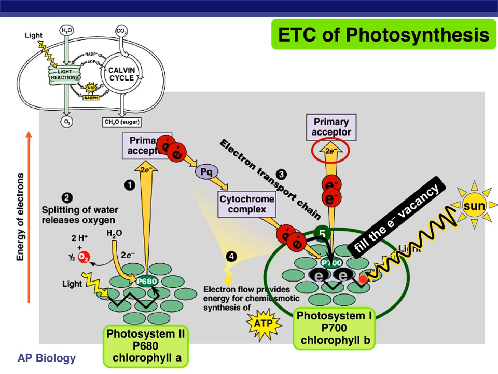We're going to have light energy come in from the sun. That light energy is going to excite the electrons that are now in the reaction center. They're going to get excited and change state. And then again, we're going to have to replace those electrons that we've lost. We always have to keep filling the electron vacancy.